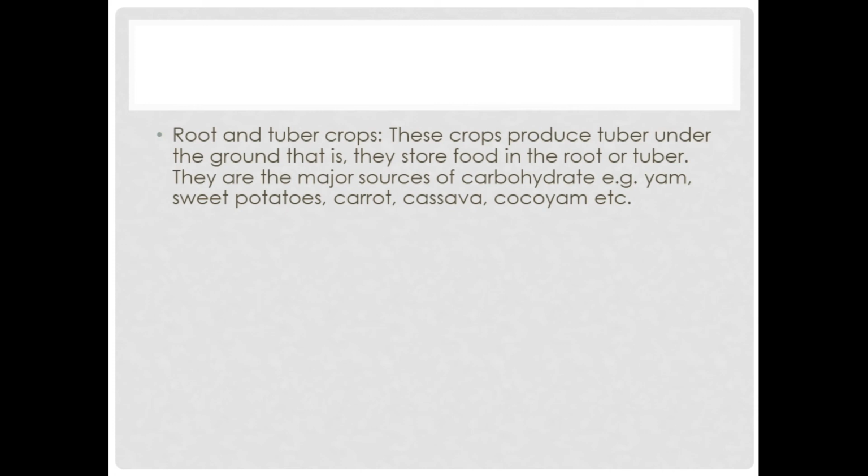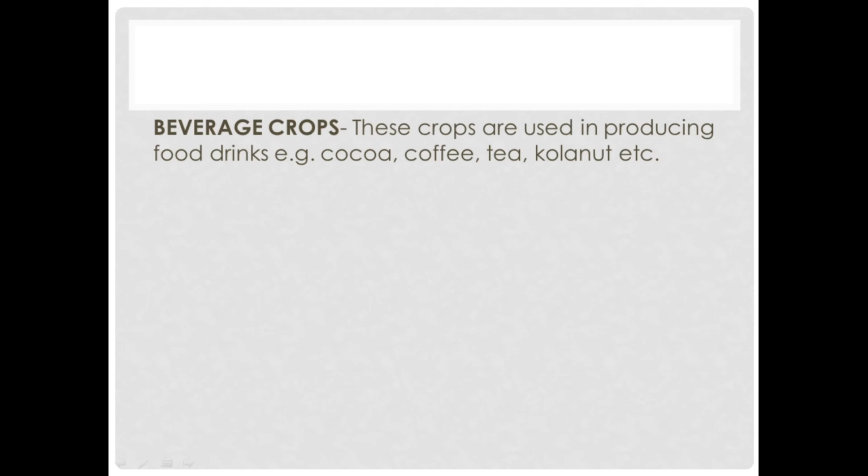Next, under food crops, we also have root and tuber crops, and these crops produce tubers underground, where they store their food, and also some of them produce a root that can grow very big and be used as food. Under tuber crops, we have a common example of potato, and under root crops, we have common examples such as carrot and cassava. Next class under use is beverage crops. These are crops that are used in the production of food drinks. For example, we have cocoa, coffee, tea, and kola nut.